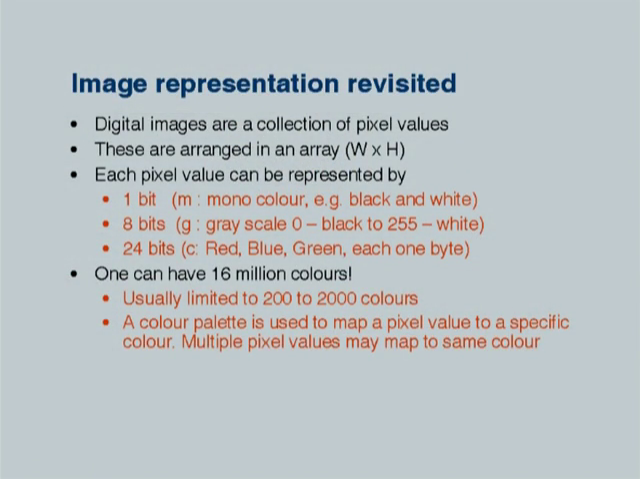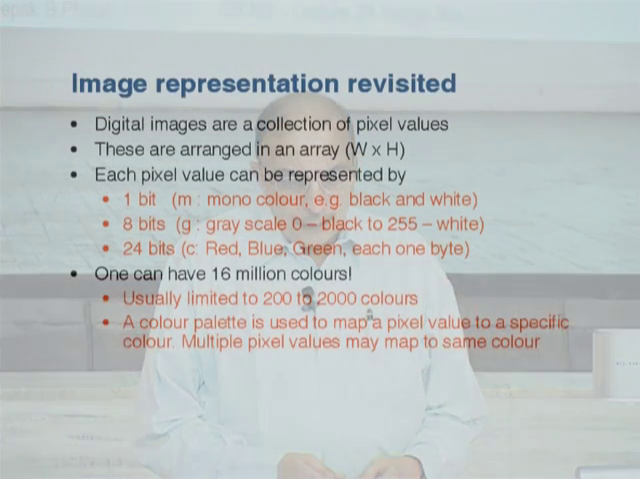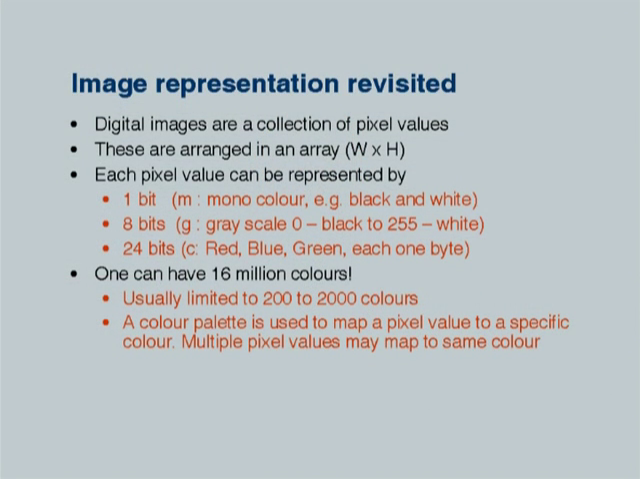A digital image is a collection of pixel values. These are typically arranged in an array, width by height. So whatever is the width multiplied by height is the total size of the image. Does it mean that we have so many bytes? Not necessarily. We have so many pixels, but each pixel can be represented in the simplest case just by one bit, which means it's a black or white image. In fact, most of the fingerprint images that you will get will have to be reduced to 0-1 images in order to do any meaningful processing.